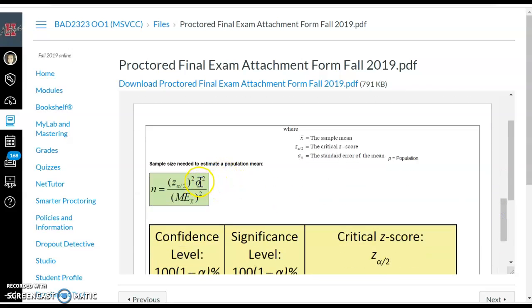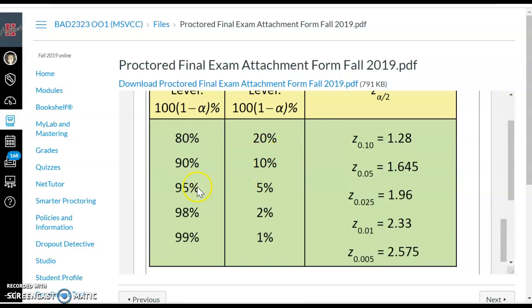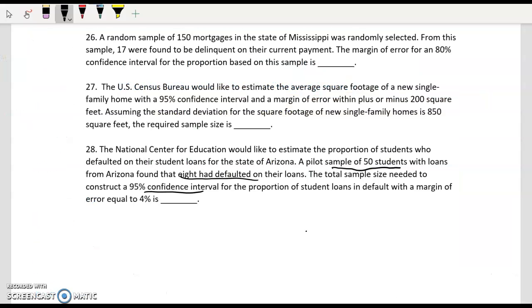Instead of doing the standard deviation here, you're going to do P times 1 minus P. So let's look at that. And we already know the z-score for the 95% confidence interval is 1.96. So if you forget it, it's there. We're going to use that same formula. We're just going to change up a few things.